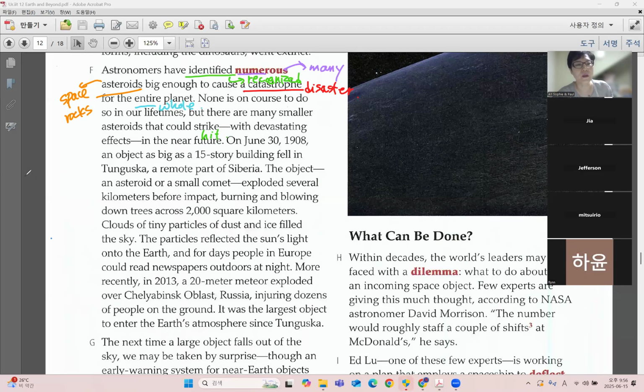With devastating effects. What is a devastating effect? Effects are kind of impacts. What does devastating mean? It means very destructive, breaking, destroying, destructive. Okay, effects. What are the effects here? It means impacts.